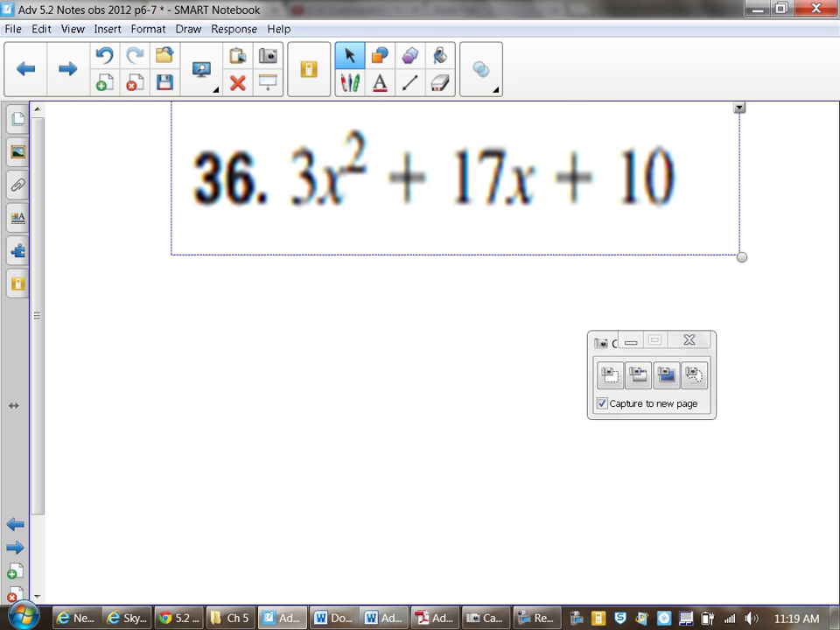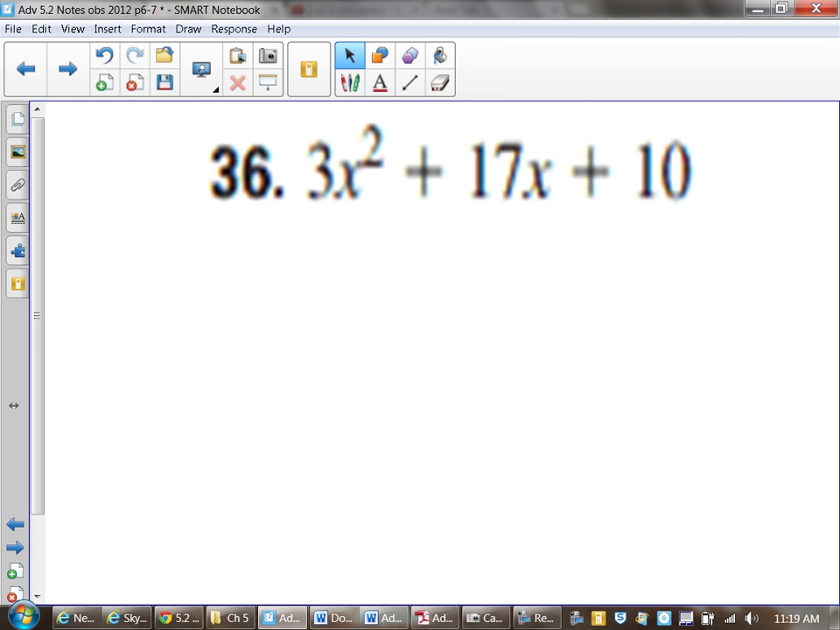First, coefficient not equal to 1. Whenever this isn't the case, the way that I set these problems up is always going to be the same.